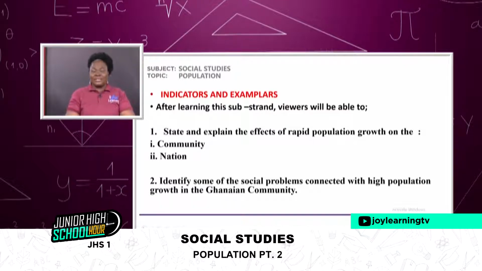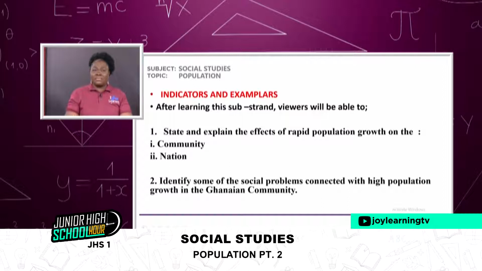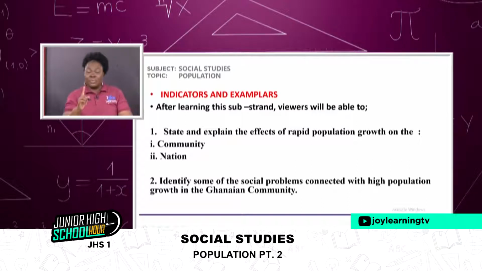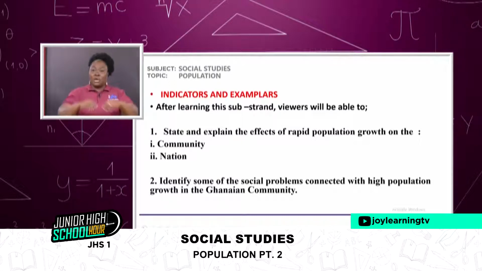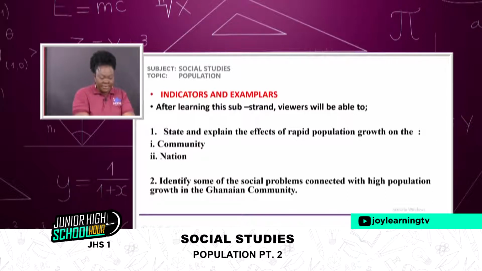The second point is to identify some of the social problems connected with high population growth in the Ghanaian community. Population has effects in your room, in your household. If there's one tap in the house and lots of people are using it, what happens? Sometimes you see a little bit of fight here and there, but you have to be tolerant. Social studies tells us that we should be tolerant, right?